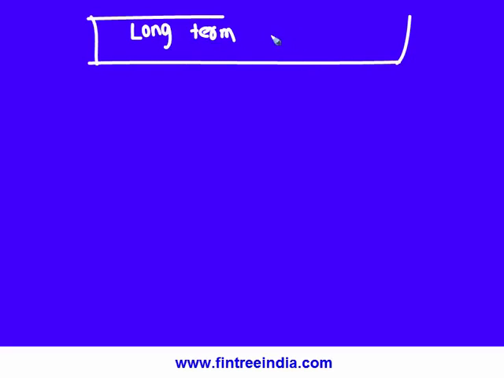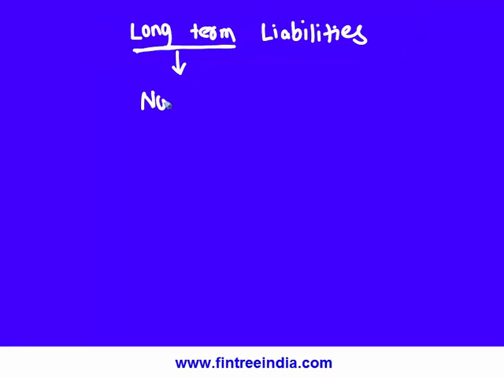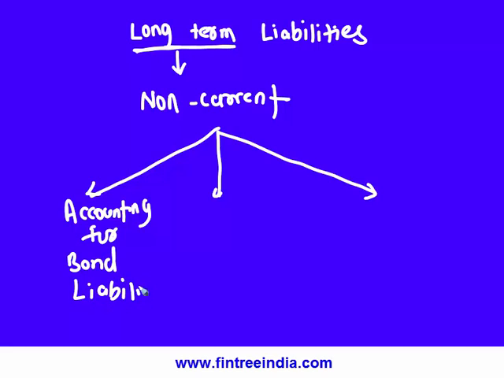So next heading in your notes, long-term liabilities. Long-term can also be referred to as non-current. So it would mean the same thing. Long-term liabilities or non-current liabilities. This topic at CFA Level 1 is divided into 3 parts. The first part is accounting for bond liability. So when an organization issues bonds, that's a liability. And then how do you account for that? So that is the first part of the reading.